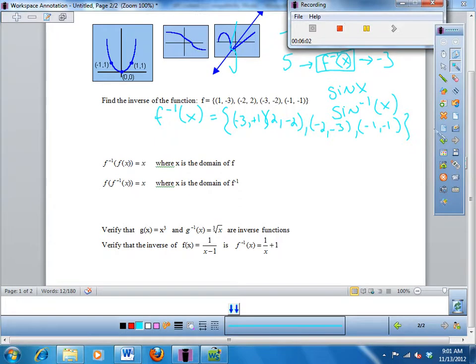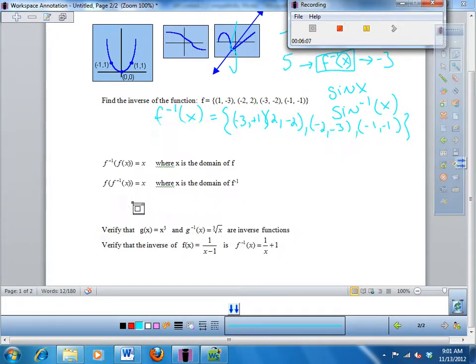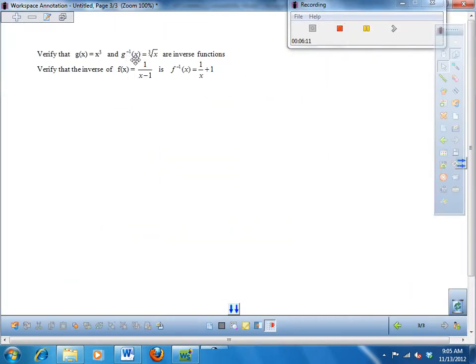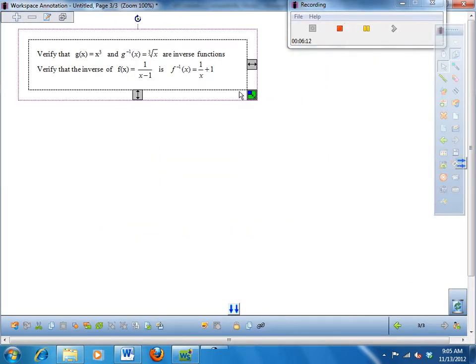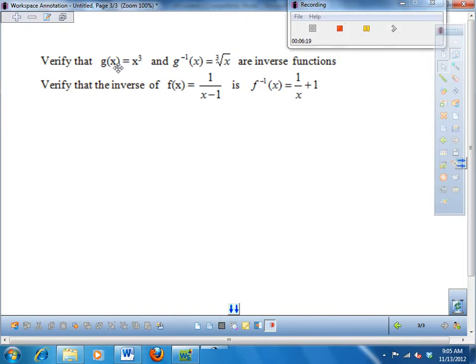All right, so I'm going to grab this and make it a little bigger. There we go. So verify. Oh, that's two problems, isn't it? Is that two problems? F of x and its inverse function. So we're just going to do this one first, okay?